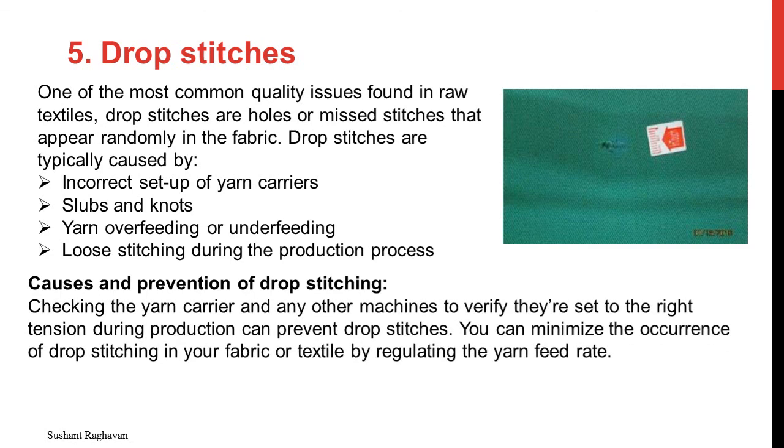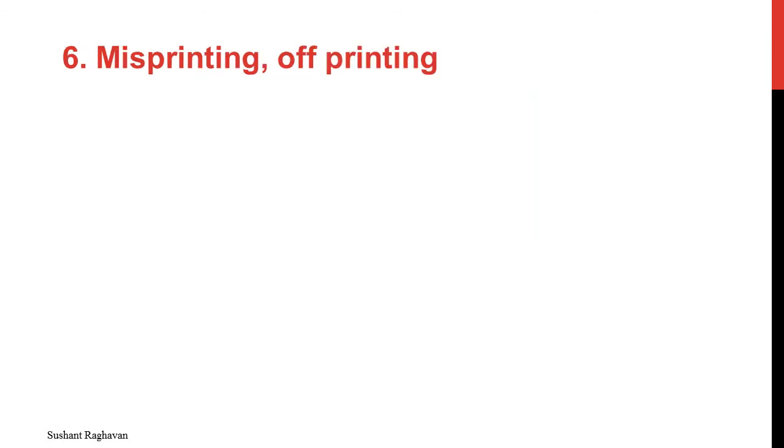Checking the yarn carrier and any other machines to verify they are set to the right tension during production can prevent drop stitches. You can minimize the occurrence of drop stitching in your fabric or textile by regulating the yarn feed rate. Resetting the pattern chain can fix this issue.